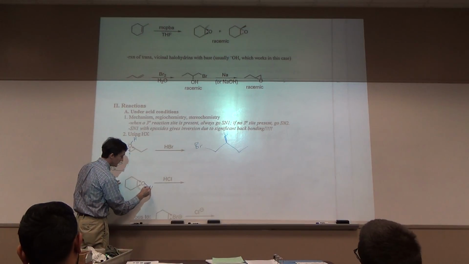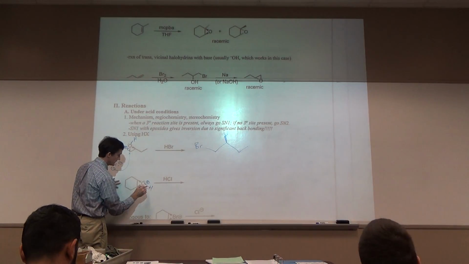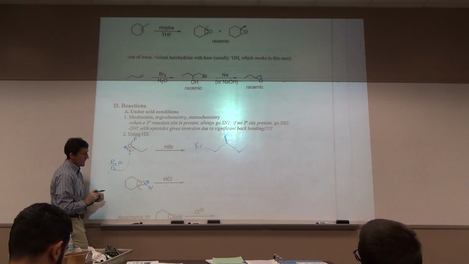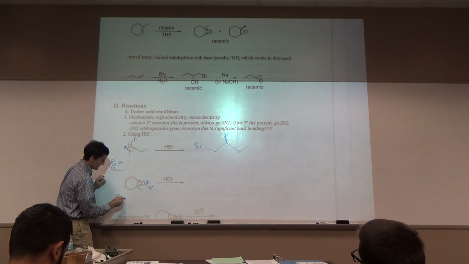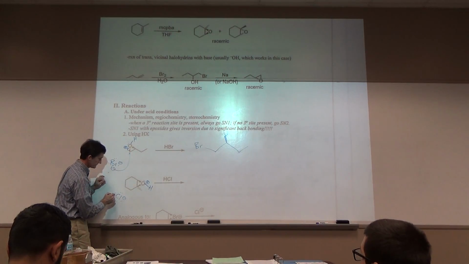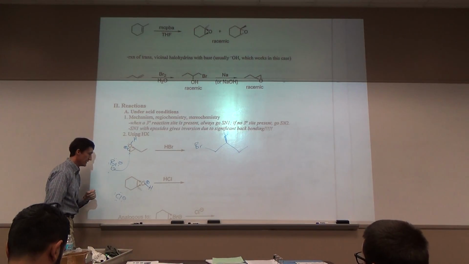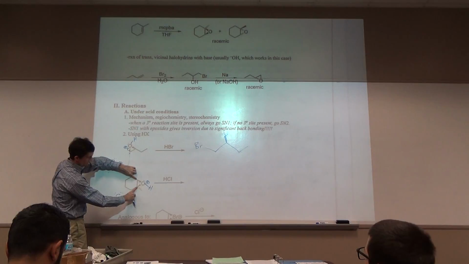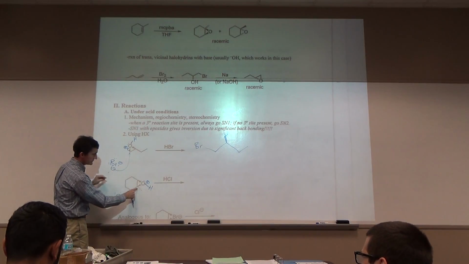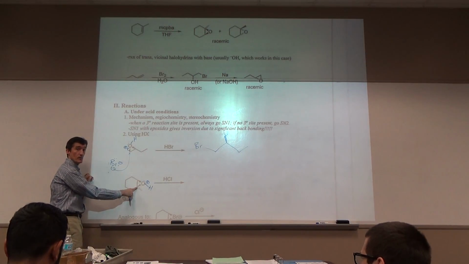Okay, we're going to protonate. We're under acidic conditions. We're going to protonate something. We've got Cl minus. Okay. Do we have a tertiary site available? Oxygen can leave top or bottom. Tertiary site. So what mechanism are we going to do?